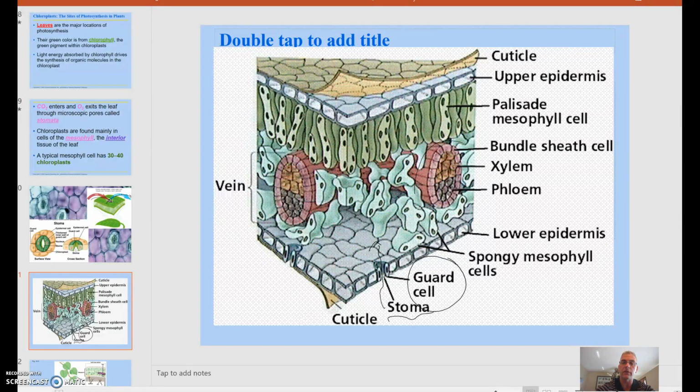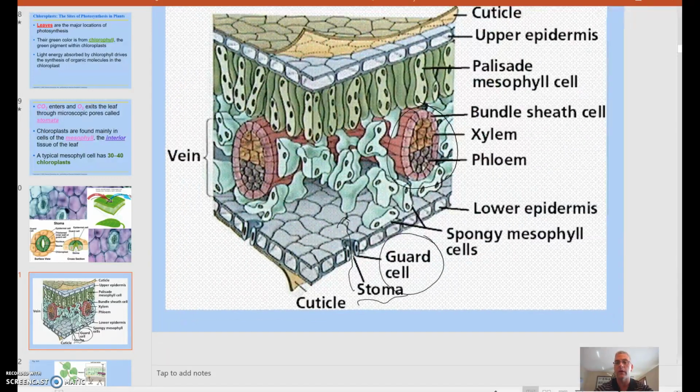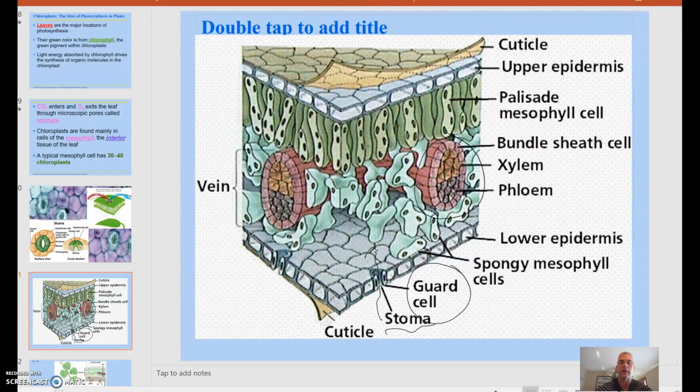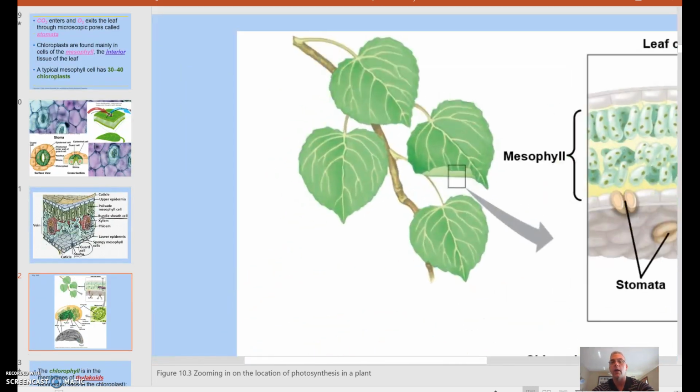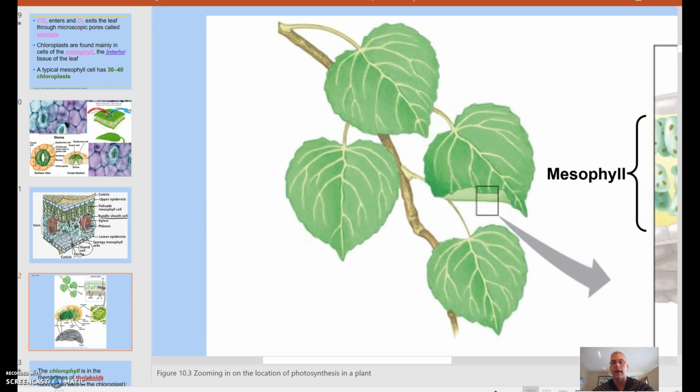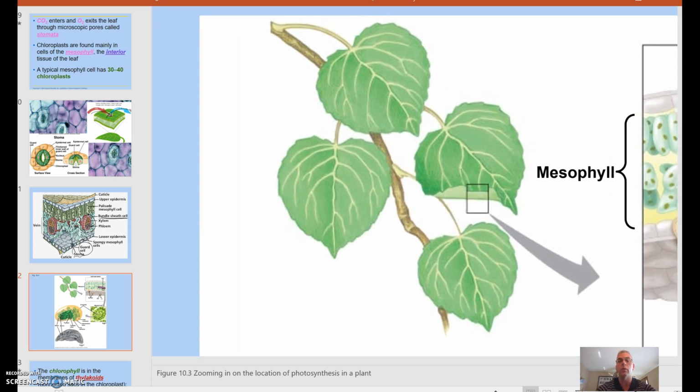We have vascular tissue. If we look at the vein of the plant, we're going to see that we have the xylem and the phloem, and they're going to be surrounded with a specialized cell type known as a bundle sheath cell, which we will talk a little bit about later as well. And ultimately, I kind of like this slide because it gives us an opportunity to zoom in at each level to see where we're specifically seeing these reactions take place.